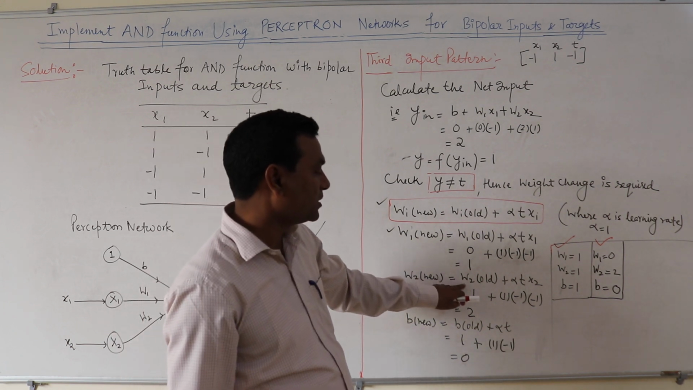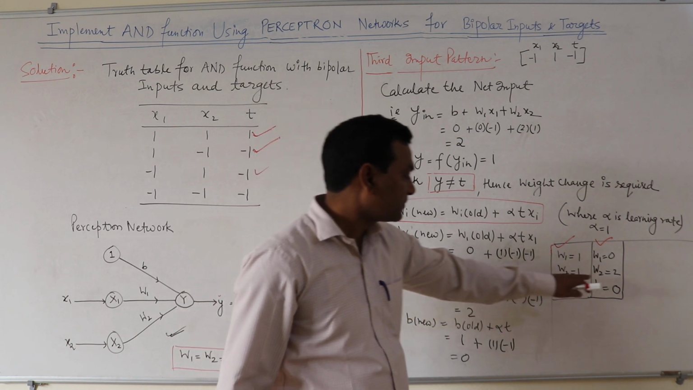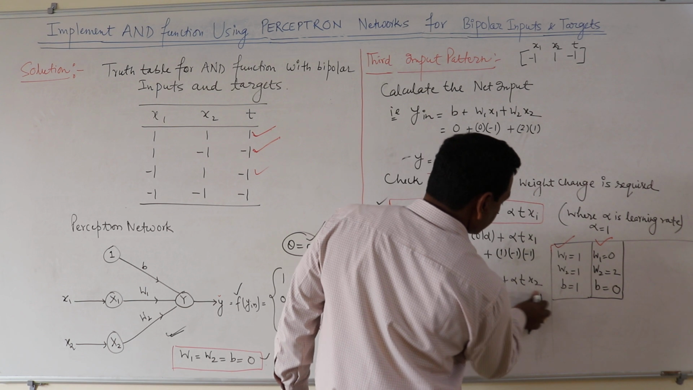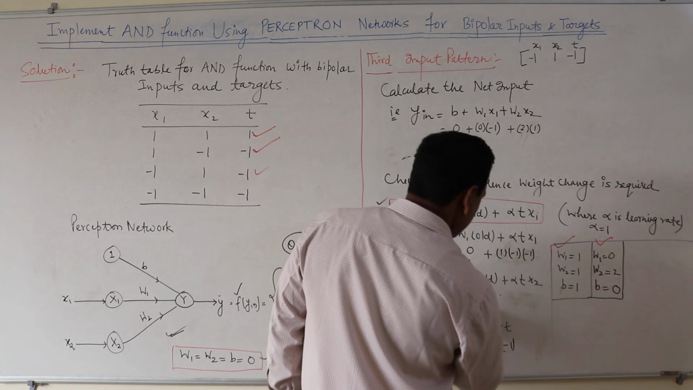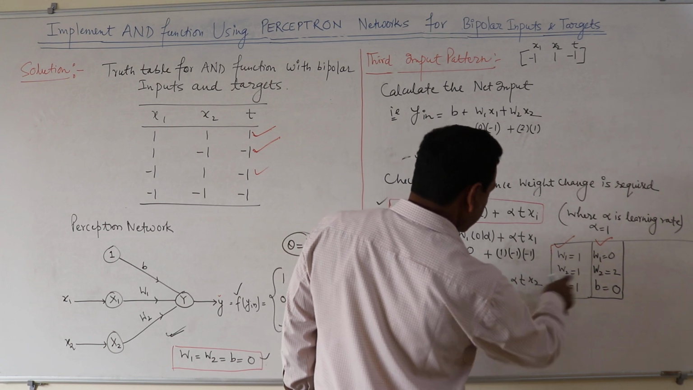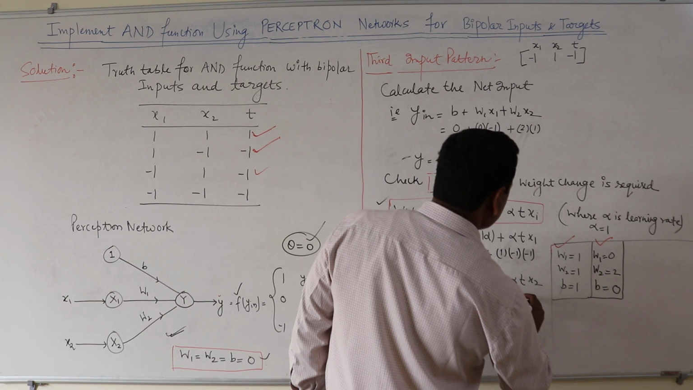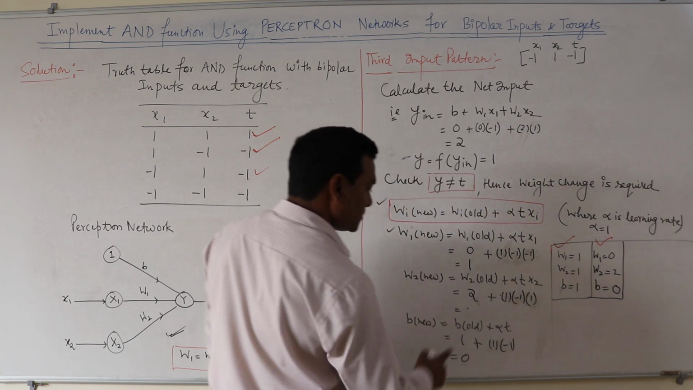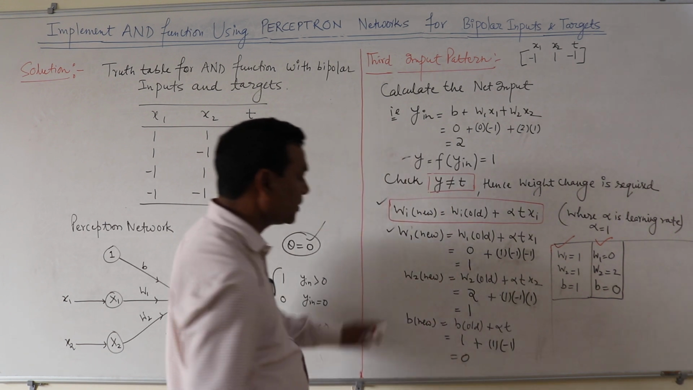Now we can calculate the W2 new. W2 new is W2 old plus alpha t x2. W2 old is 2, and alpha is 1. Target is minus 1. X2 is 1. So this will be 2 minus 1. This will be 1. Now W2 is 1.